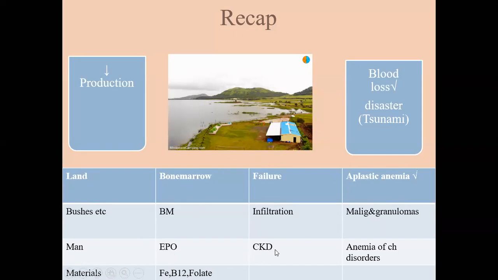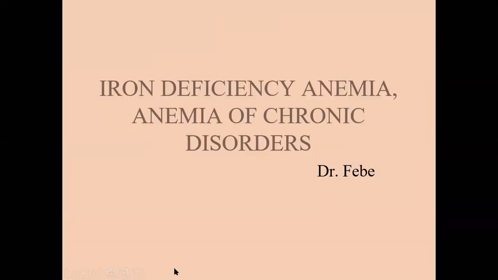And you need next a manager, the drive to build the house, that is the erythropoietin, and in chronic kidney diseases, and also in anemia of chronic disorders, this erythropoietin will be deficient. And the materials you need to build the house, like bricks, stone, etc., it's the iron, B12, and folic acid. And blood loss anemia, a disaster, something like flooding, that also we discussed, acute and chronic blood loss we discussed. So today about this iron, B12 and folate deficiency.